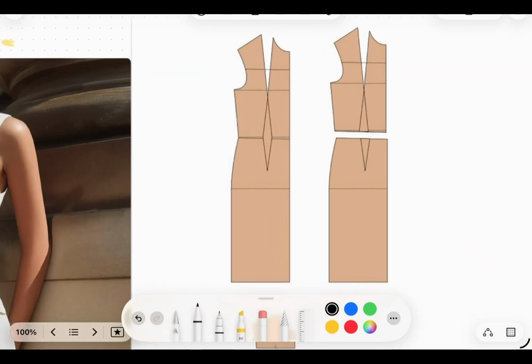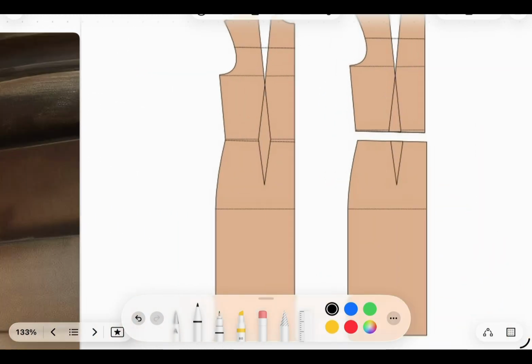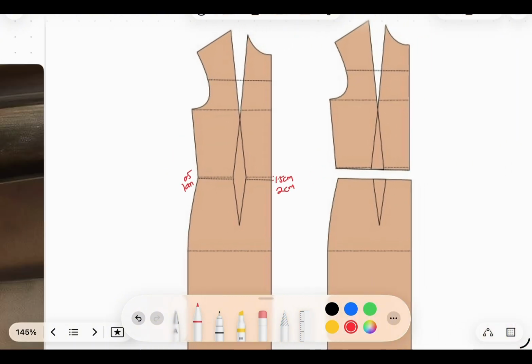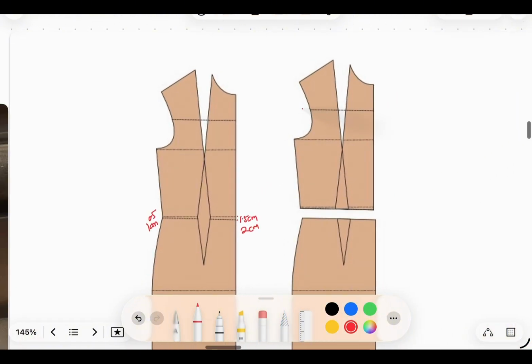Okay, so like I said, you need your front bodice, right? And then the waistline, let's change to red, and the waistline is lowered, so maybe from here to here should be about 1.5 or 2 cm, right? And then about 0.5 or 1 cm around the side. Okay, then you can mark the chest line and then separate the upper bodice from the lower bodice, right?